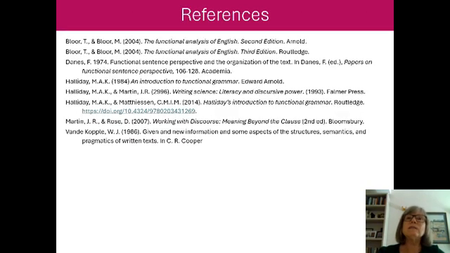So there you have some references, and now you know a little more about thematic patterning and grammatical metaphor.